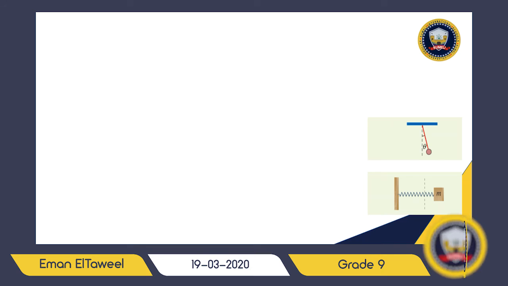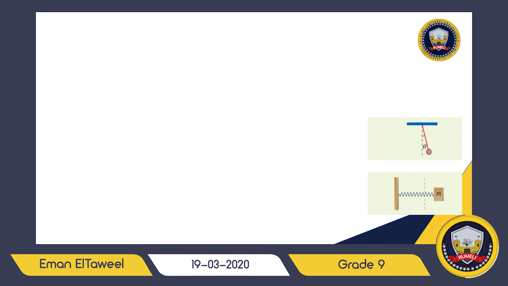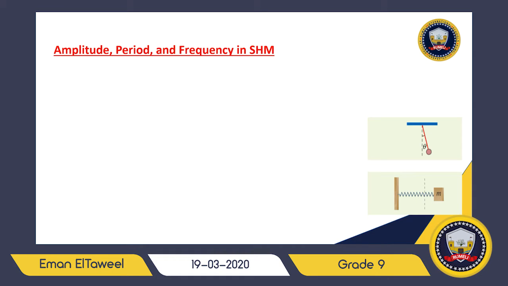So today we are going to continue about simple harmonic motion, but with new terms about this topic, like amplitude, period, and frequency, which we are going to discuss and explain in this section.